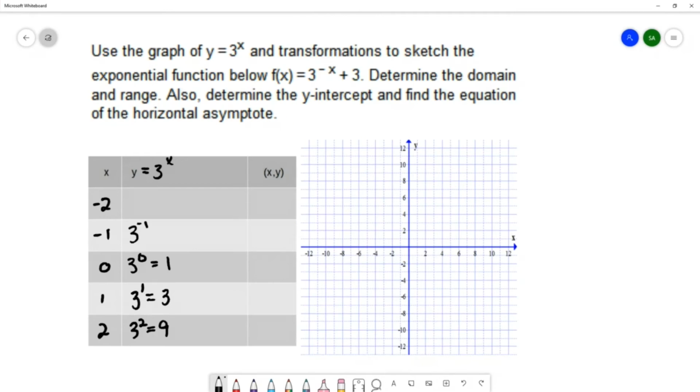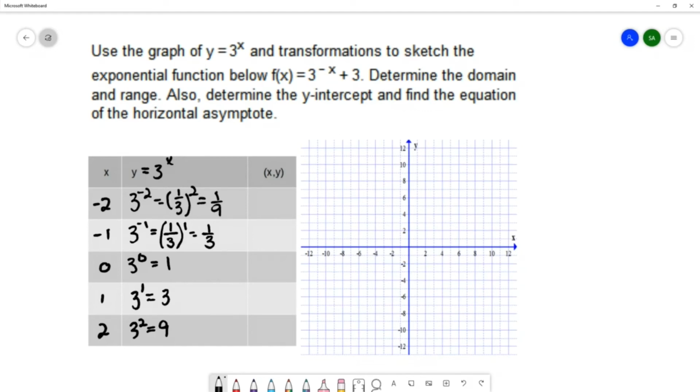3 to the negative 1 power. Having a negative in the exponent means reciprocal of the base. So the reciprocal of 3 is 1/3, and the power is a 1, so that's 1/3. And we'll do the same thing here. 3 to the negative 2. Having a negative exponent means reciprocal of the base. That's 1/3 squared, which is 1/9.